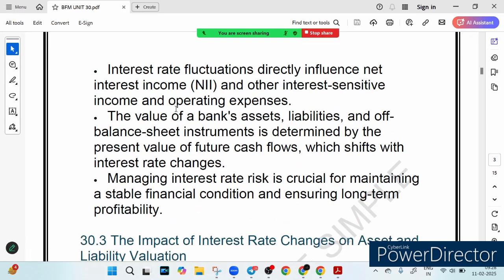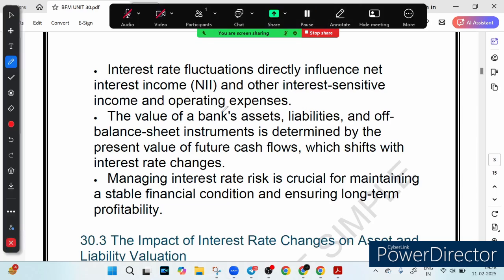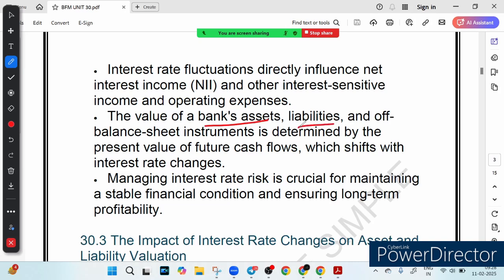And the value of bank assets, liabilities, or balance sheet exposure instruments is determined by the present value of the future cash flow, which shifts with interest rate changes. So suppose you want to find the value of an asset. What is the value of a bank liability? What is the value of an off-balance sheet instrument? How do you find it? You find the present value of the future cash flow. Obviously, these assets will generate future cash flow. So what do we do? We discount it, right? We convert the future value to present value.